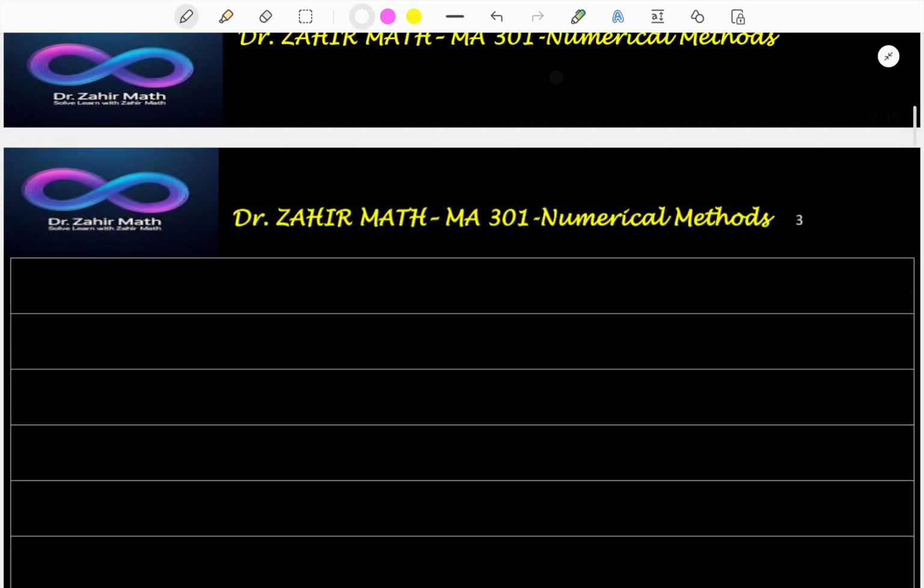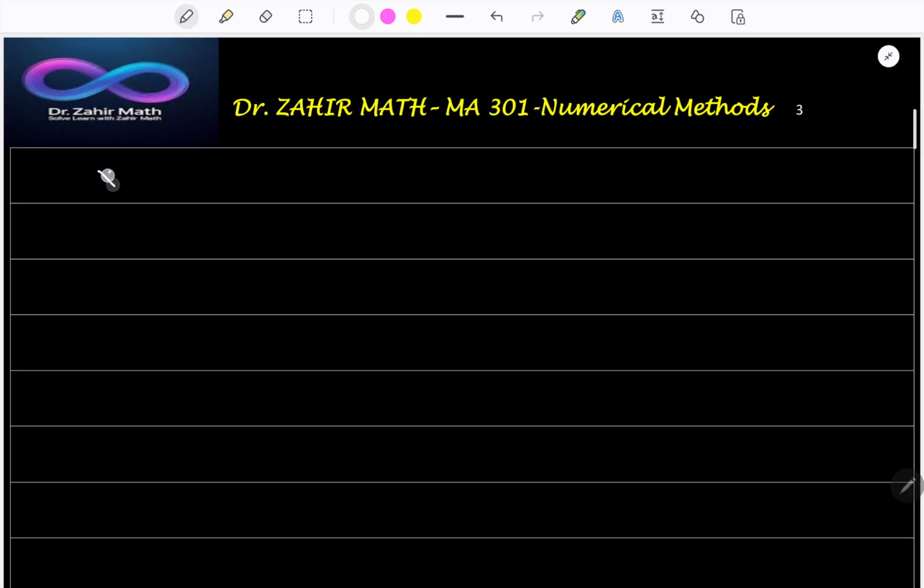Let me give you one example. Okay, right. So x values, y values. For example, let me take x values 1, 2, 3, 4, 5. I take the function f of x equals x square. So it will be what? 1, 4, 9, 16, 25.